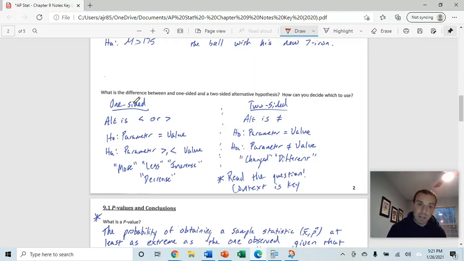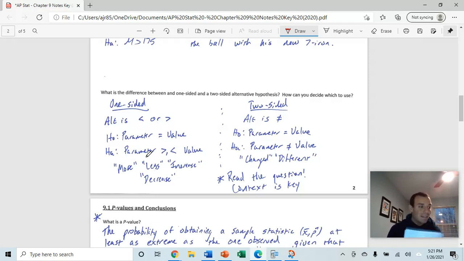How do you decide whether to do a one-sided test, which is less than or greater than, or a two-sided test, which is not equal to? It's all about the context. Read the question. Are they saying, do we have evidence that the mean temperature is not 98.6, or is different, or has changed? In which case it would be two-sided and not equal to. Or are they saying more, less, increase, decrease, where they're specifically trying to find evidence in one direction? So it's all about what the question is asking and what you're trying to find evidence of. So make sure that you're reading the question.